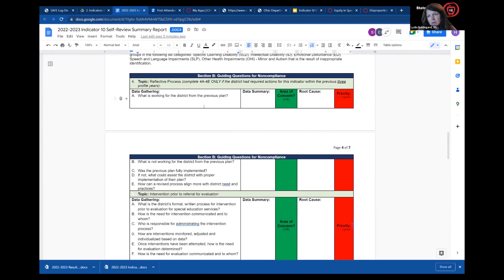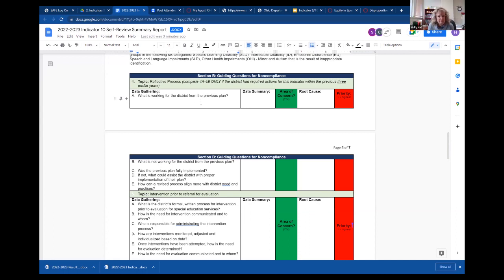And I think that some of your answers may be slightly different than what they were in the past, just because you have taken steps to put procedures in place. So we'll need to go back and look at what your procedure says about evaluations and interventions prior to, because that may impact some of your data summary and your processes that you're reporting here.